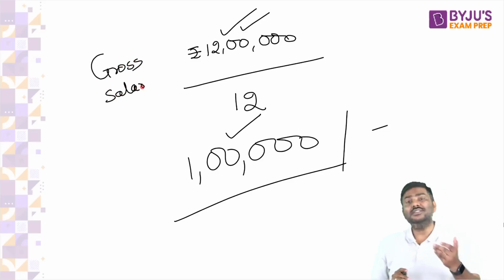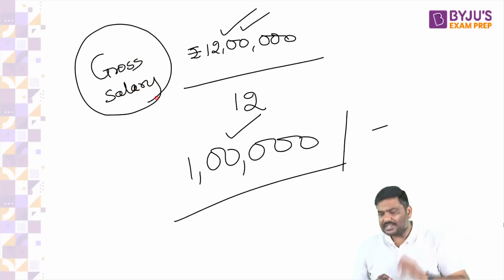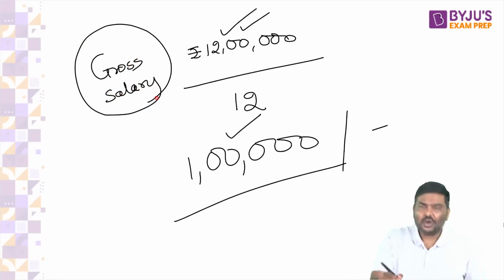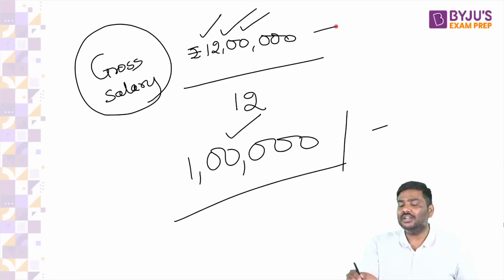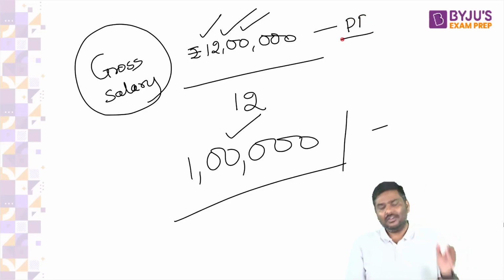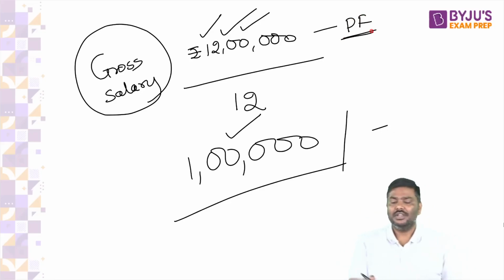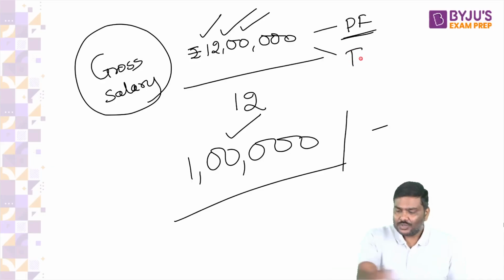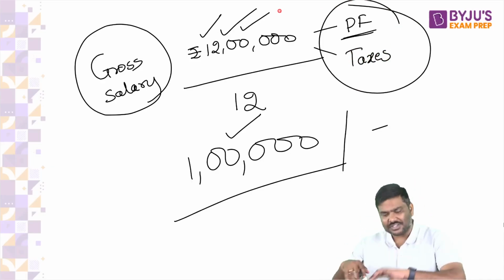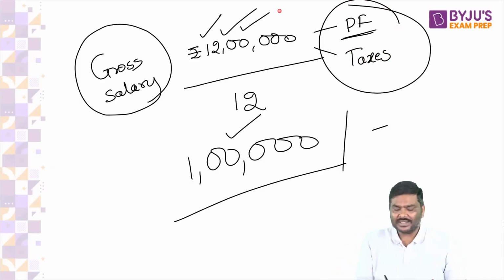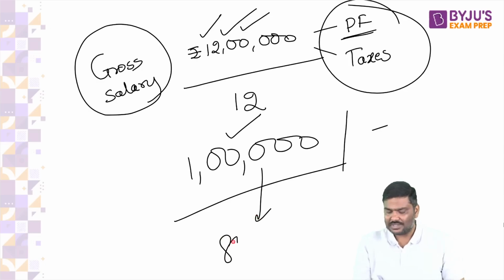This is gross salary. But what government says is, out of this gross salary, I will withhold your contributions to PF, Provident Funds, pension funds. I will withhold taxes. Correct? So after making certain deductions like this, maybe you will get somewhere around 80,000 rupees.